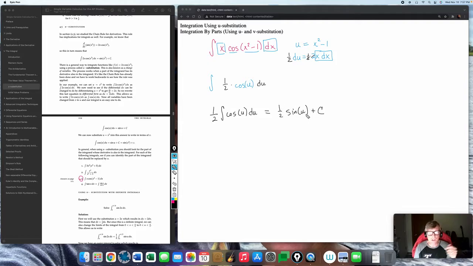And 1/2 times c is just another c, right? Arbitrary constant. 500 times c is another c. And we have to back substitute, right? So the final answer should be 1/2 times the sine of what? What did we originally say that u was equal to? It was x squared minus 1. Okay, so this is the way to do an integral using U-substitution.